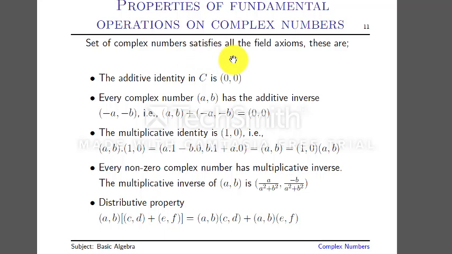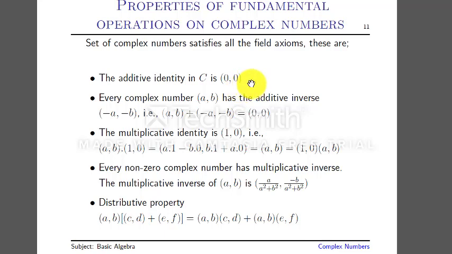The additive identity in the set of complex numbers is (0, 0). (0, 0) is a complex number. If we talk about the set of real numbers, the additive identity is only 0. We have discussed in detail in our class what the additive identity is. Additive identity is a number which we can add to any number and the number will be the same. There will be no change. So 0 is the number which, if we add 0 to A, 0 plus A is equal to A.